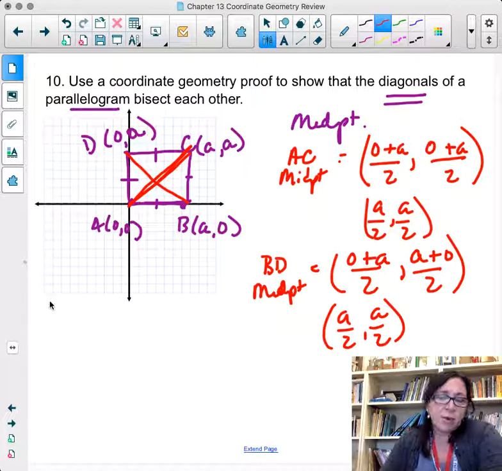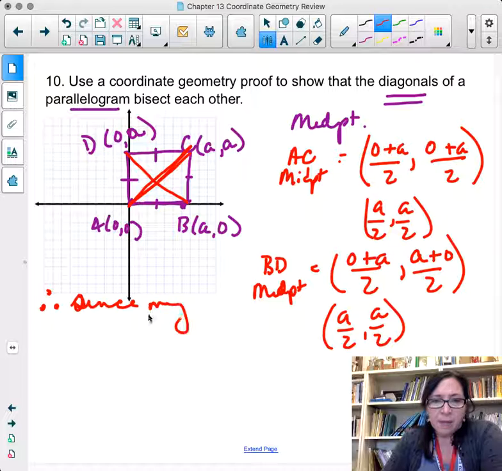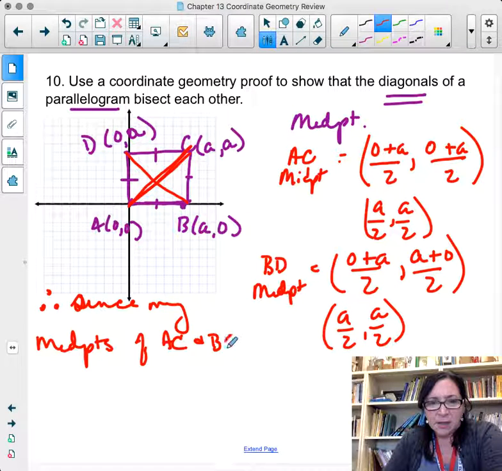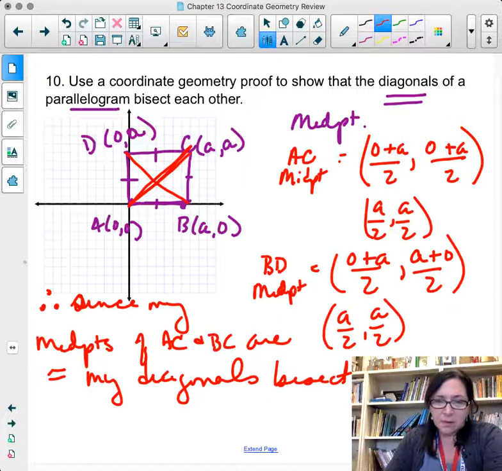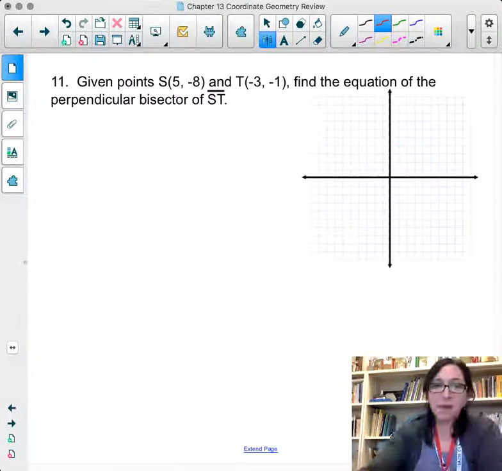And you conclude, therefore, since my midpoints of AC and BD are equal, my diagonals bisect each other. Okay, that's all you have to do.